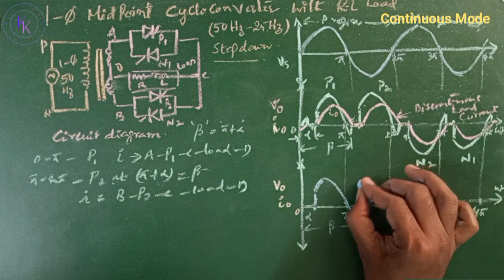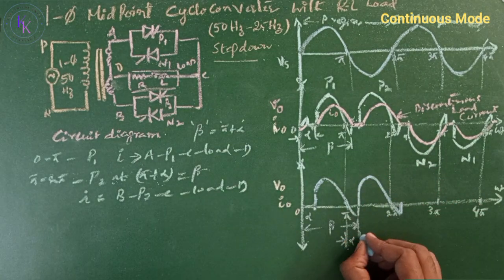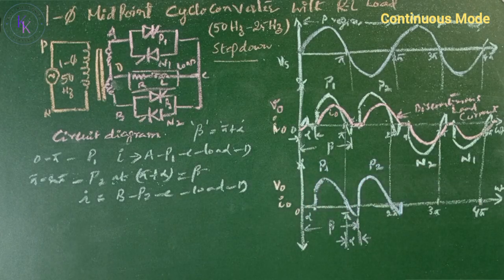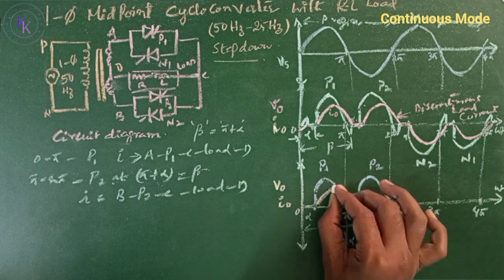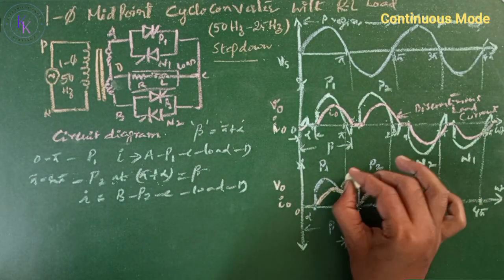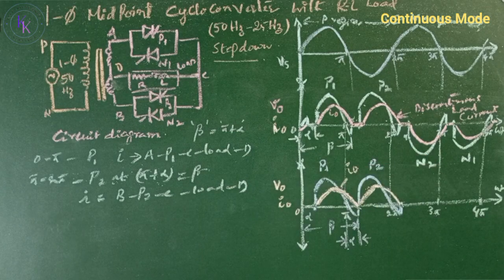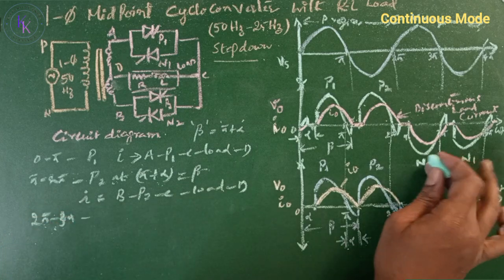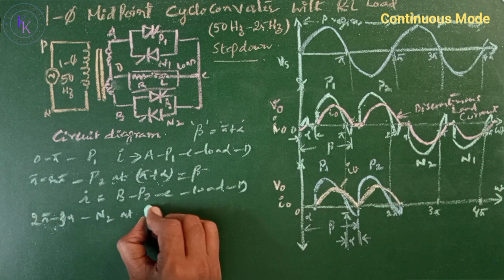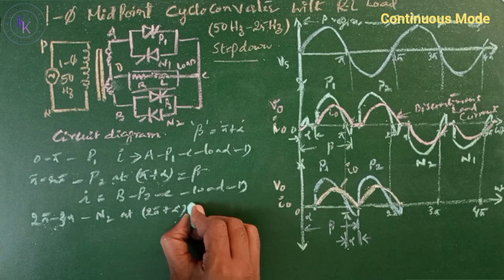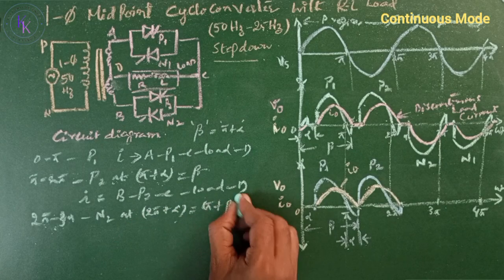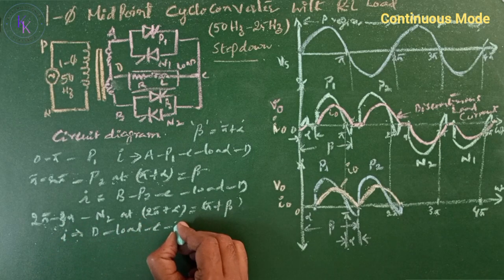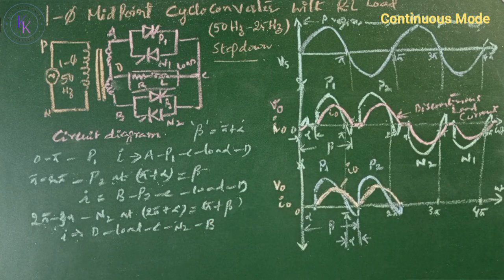So this is due to P1 and this is due to P2. Now let us draw the currents for this. After the positive half cycle of the load, between 2 pi and 3 pi, we can turn on N2 at 2 pi plus alpha, which equals pi plus beta. Then the current tries to flow D to load to C to N2 to B.